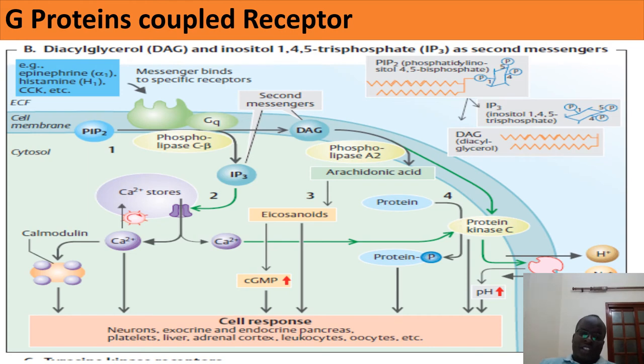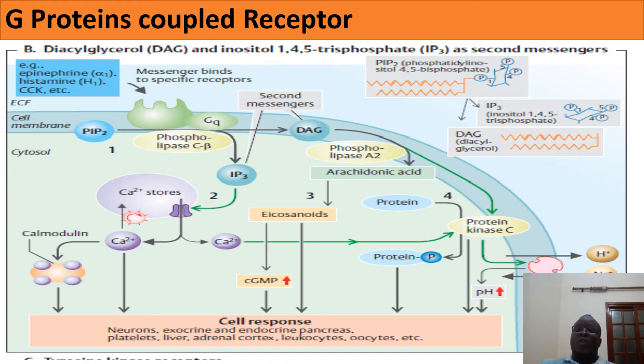Okay, so this is just a summary of what I was explaining. We do have phosphatidylinositol as an example of phospholipids that are associated with the cell membrane. Then with the phosphorylation reaction, they can be converted into phosphatidylinositol bisphosphate. Then this can be converted by the enzyme phospholipase C. The enzyme phospholipase C needs to be activated by the G protein.